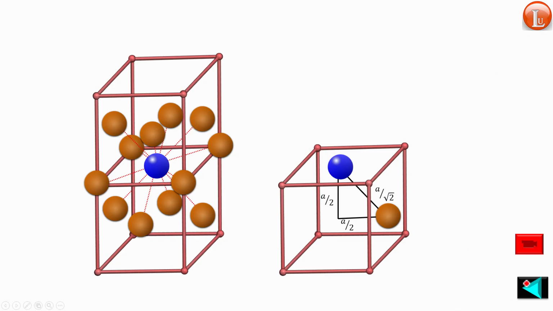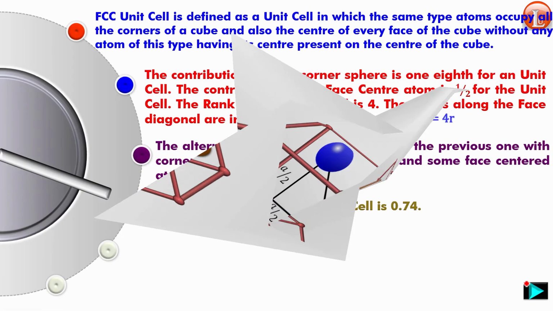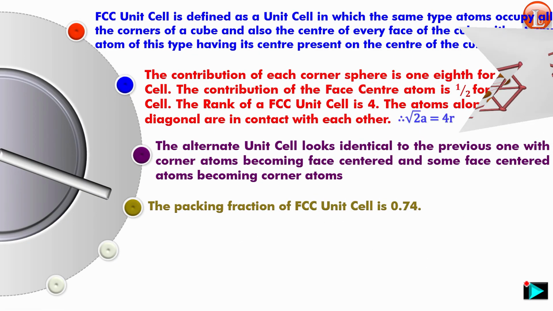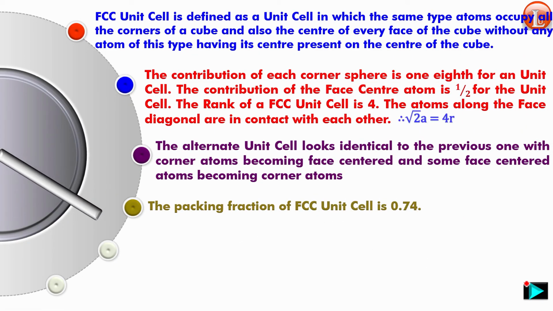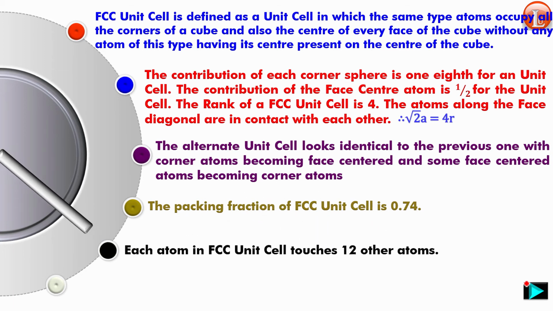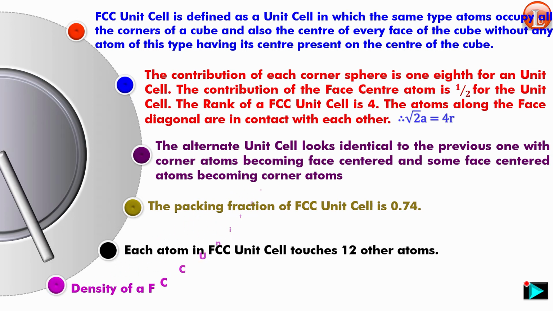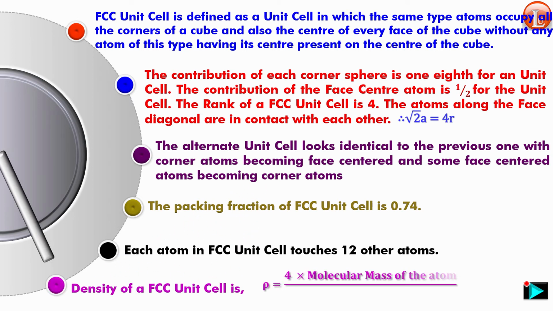So the master slide tells us that the coordination number is 12, which we just figured out. And then comes the density part. And here the rank is 4. So it's the same formula with a different rank. And that finishes off the 3 varieties of arrangements in cubic.